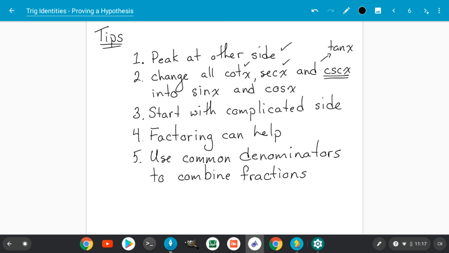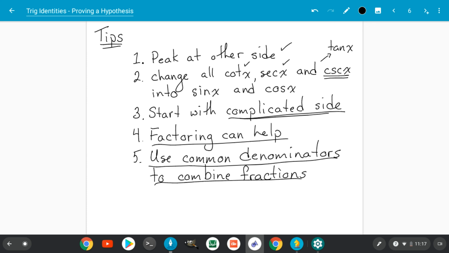Start with the complicated side and simplify. Don't start with the simplified side and complicate it. That would make it harder. Factoring can help. Using a common denominator to combine fractions can also help. So a lot of basic math skills are going to come into play here. So it'll help you refine some of that, maybe make you a little better at that too.